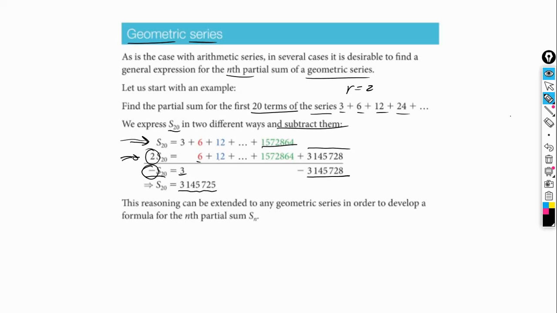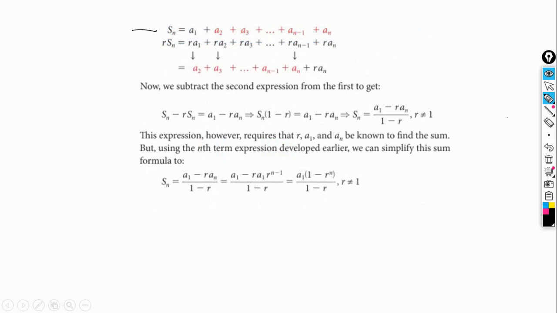Now we're going to use this reasoning and extend it to any geometric series in order to develop a formula for the nth partial sum. So notice that here we have this expressed in general terms. So the sum of the series would be a1 plus a2 plus a3 all the way to a sub n minus 1 plus a sub n, the last term.